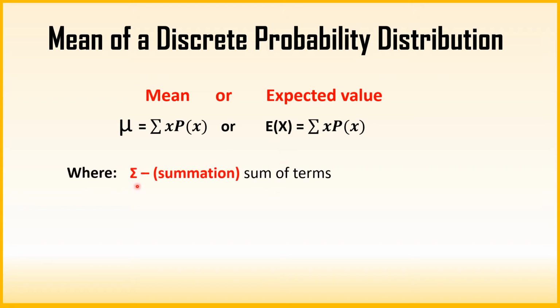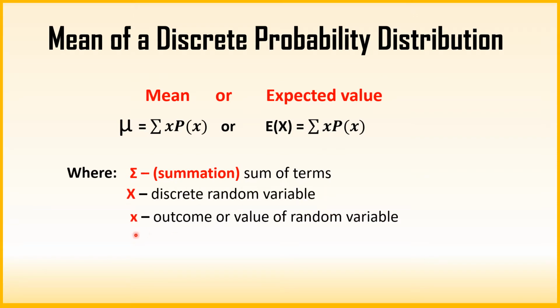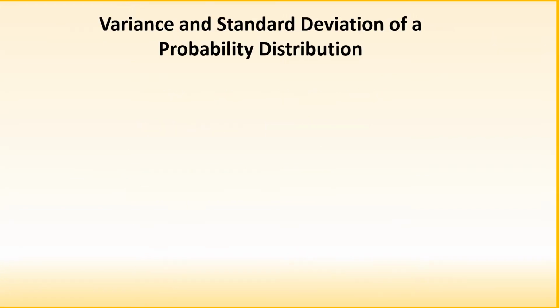Then, we have this symbol, summation, sum of terms. Capital letter X, discrete random variable. Small letter x is the outcome or value of random variable. Px is probability of the outcome x. So this time, we're going to discuss now the variance and standard deviation of probability distribution.